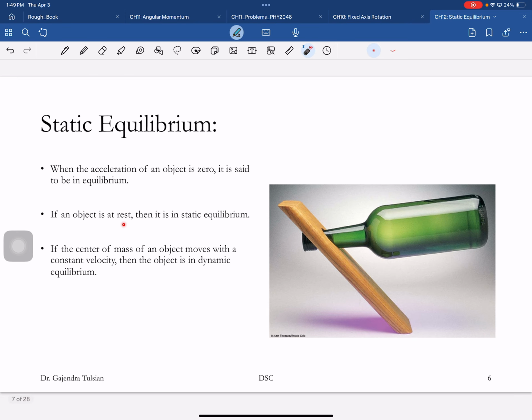If an object is at rest, then it's in static equilibrium. When the acceleration of an object is zero, it's said to be in equilibrium. But when your acceleration is zero, you don't necessarily have to be at rest. Your velocity can be constant. If your velocity is constant, that's dynamic equilibrium. What we are interested in is static equilibrium, so a equal to 0 and v equal to 0.